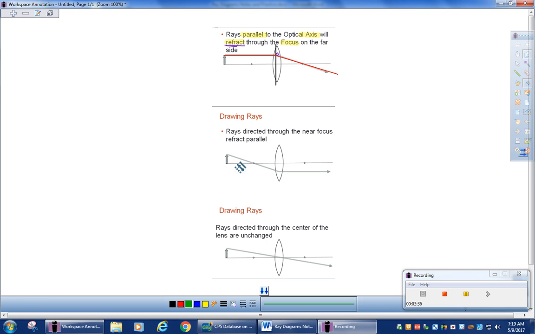My second rule says that if the ray goes through the first focus, then after it hits the lens, it will refract and go parallel to the axis. So we see that pictured here. It's going to go through that first focal point here. Once it gets to that lens, now it's going to be refracted and bent, and it will change direction and go parallel to that axis on the other side.